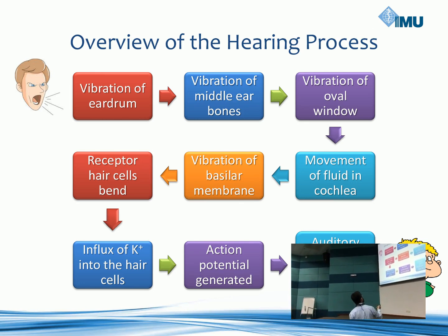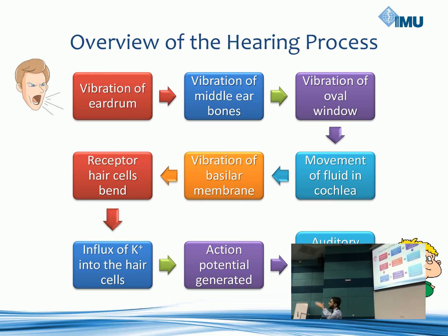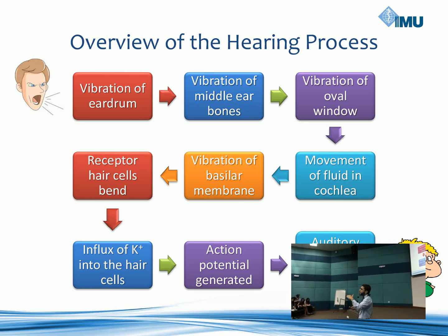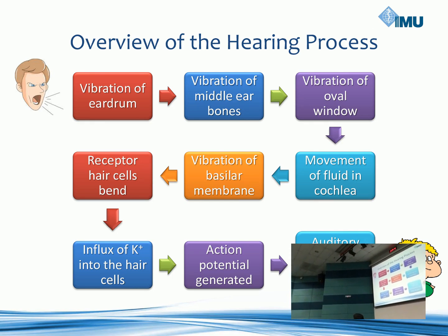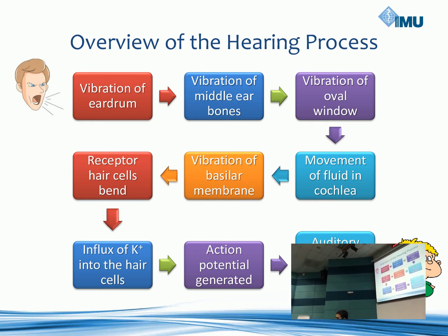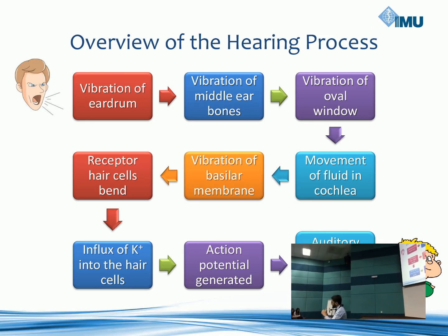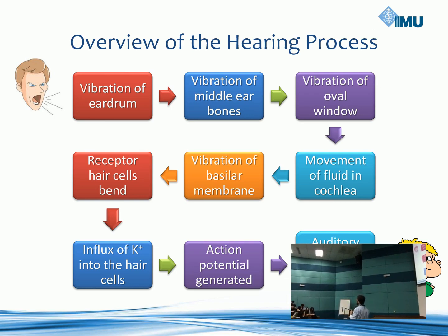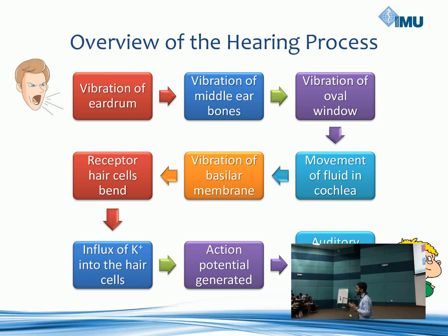Inside the cochlea, there will be movement of fluid because of the vibration of sound waves. This movement of fluid will then cause vibration of the basilar membrane, which will lead to bending of the hair cells. That will generate the action potential, which will be sent to the brain via the cochlear nerve, to the auditory cortex in the brain.